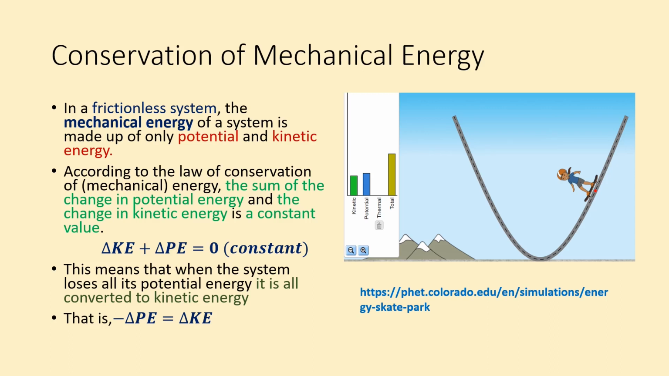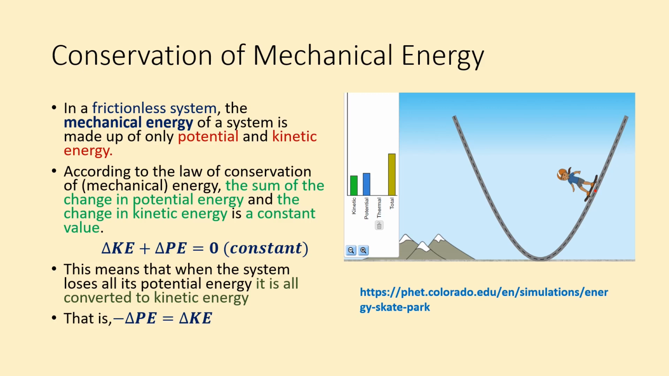Okay, so here you can see that expressed in equation form. Delta KE plus delta PE is equal to 0. So that means our change in kinetic energy plus our change in potential energy is always a constant value. Okay, so if we rearrange that equation and move the change in potential energy to the other side of the equation, it means that a loss in potential energy is equivalent to a gain in kinetic energy.